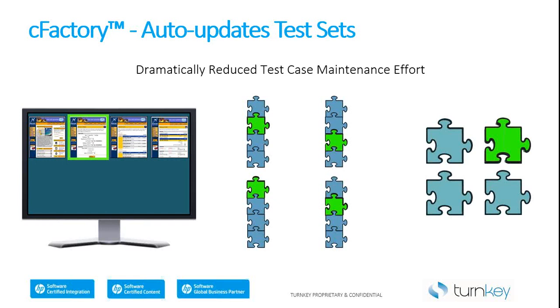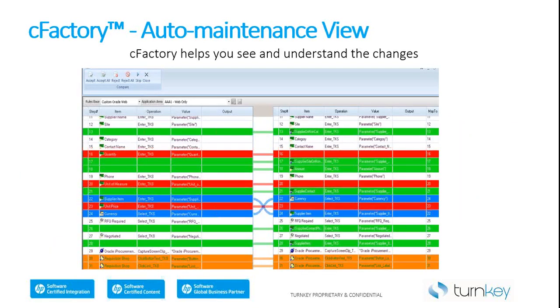Because the component-based architecture is a reference-based architecture, there's no need to go back into every test case. Each test case that uses a component is automatically updated. So this is how it actually works. You'll get a visual presented to you that shows the old component. This is the actual keyword code structure of the component, side by side with the new one. So cFactory's identified the screen that's changed. It's created a new component. It's going to give you the opportunity to see side by side and color code the changes.